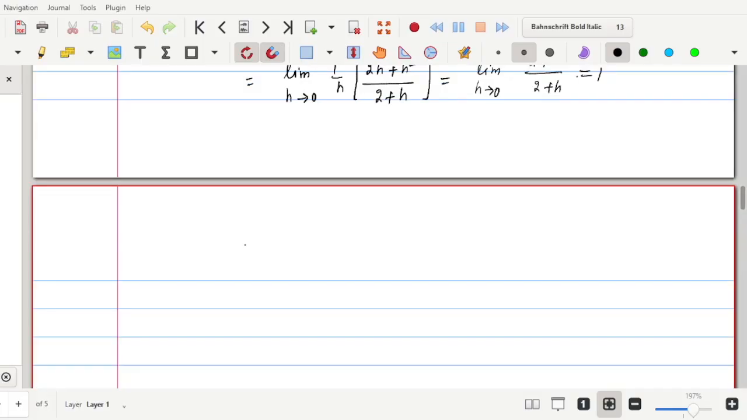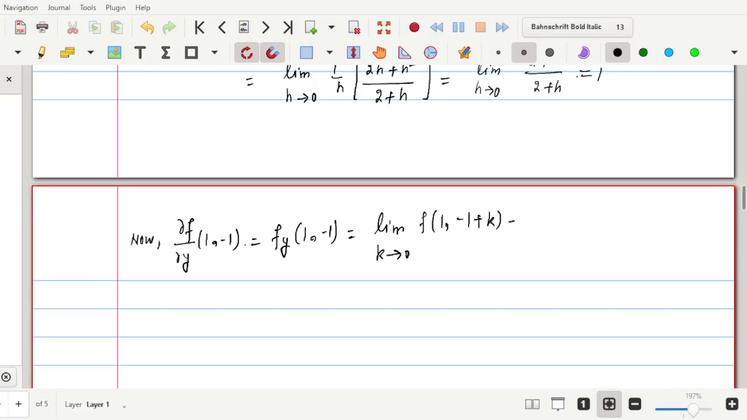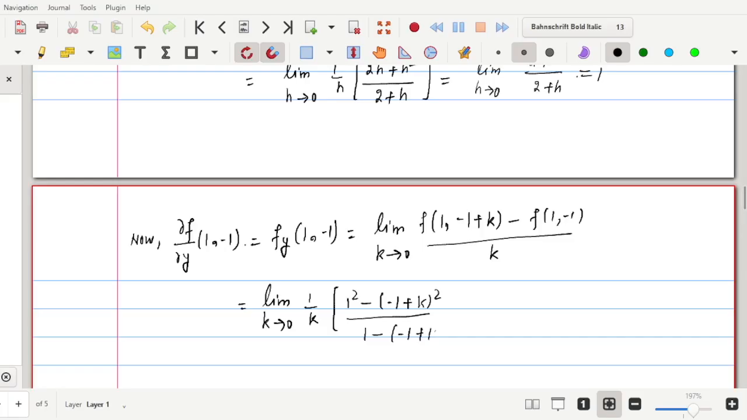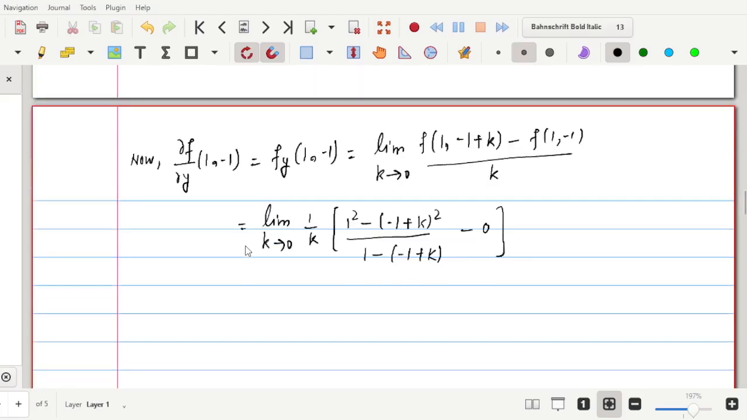Now we evaluate the partial derivative of f with respect to y. So now del f by del y at 1 comma minus 1, which we can also denote by fy at 1 comma minus 1. This will be similarly limit k tends to 0, f of 1 comma minus 1 plus k minus f of 1 comma minus 1 whole divided by k. Now we can see this is equal to limit k tends to 0, 1 divided by k. Now we will substitute the functional values here. We get 1 square minus (minus 1 plus k) square whole divided by 1 minus (minus 1 plus k) minus 0, because f of 1 comma minus 1 is defined to be equal to 0.